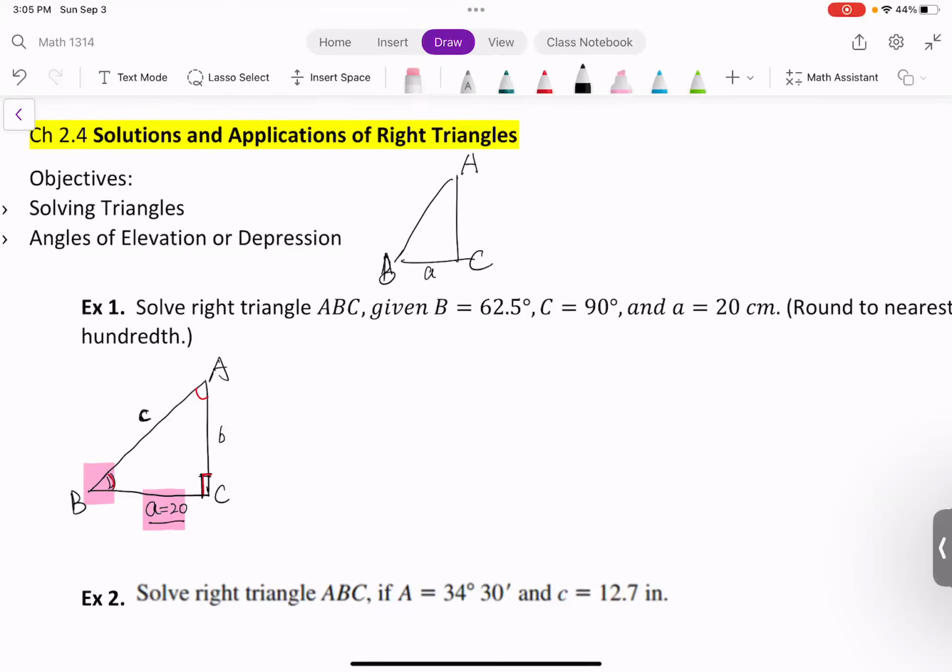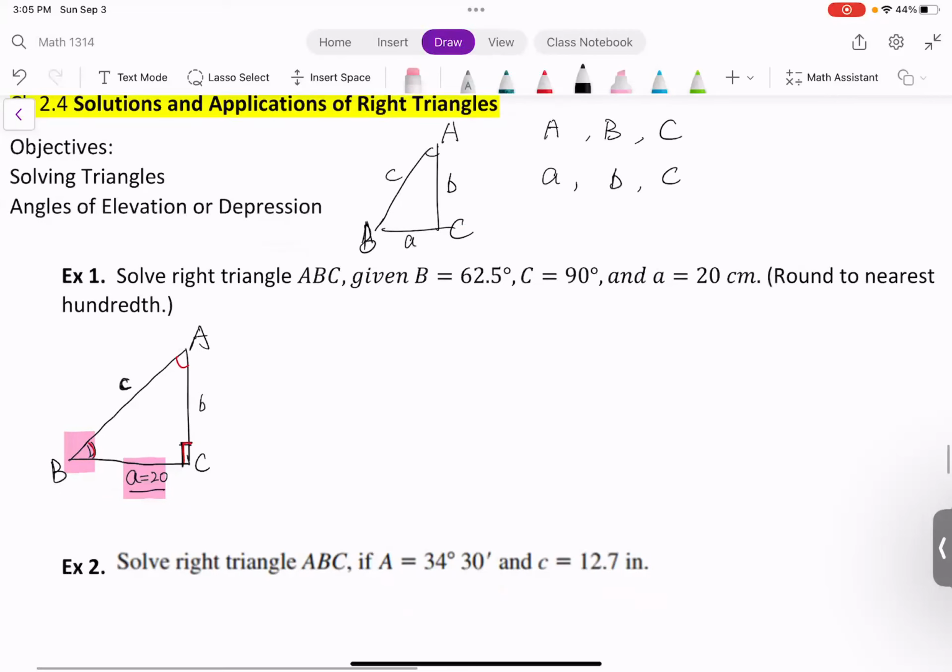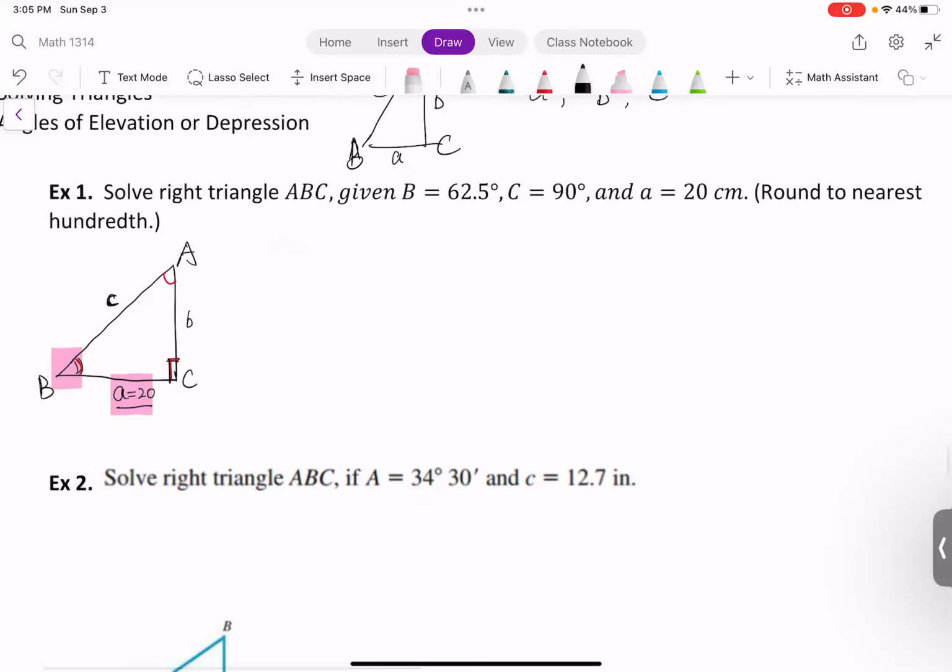The opposite of angle A, that's a. Opposite of angle B, let's say this is b. Opposite of angle C is c. We need to find the values of A, B, C, that these are angle values. Also, I need to find lowercase a, b, c's value. These are the lengths of each side. All right, let's see the first example. Solve the right triangle.